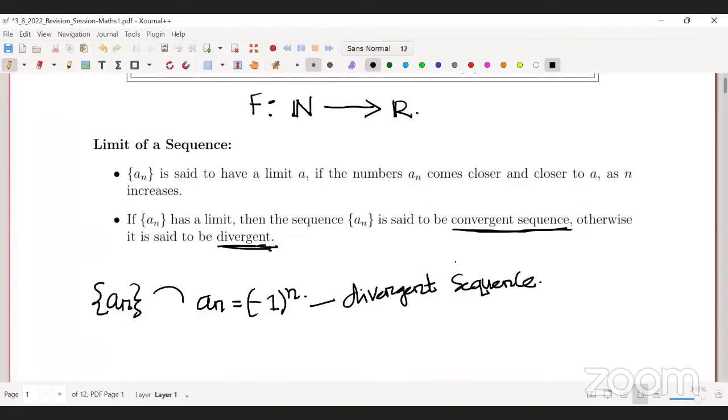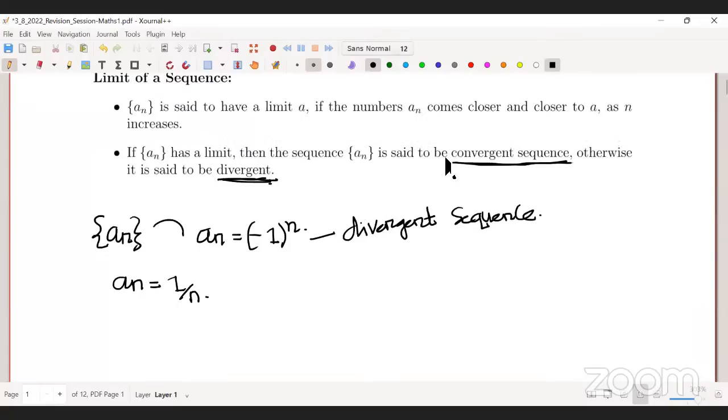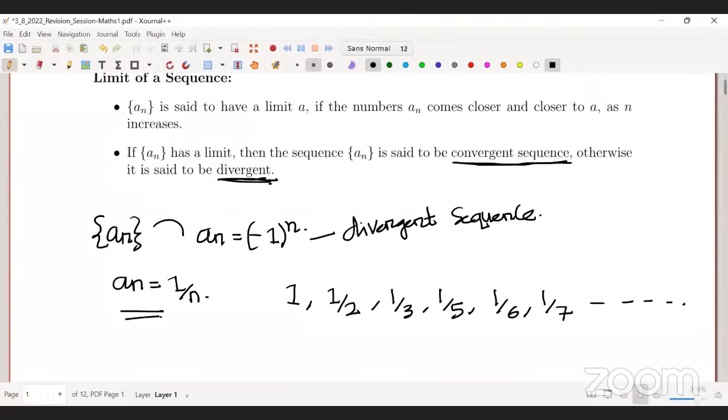And if I consider this other sequence, as you can see, if I increase the value of n, the value of the sequence will come closer and closer to 0. That means this sequence has a limit, and the limit of the sequence is 0. So this is a convergent sequence and the other is a divergent sequence.